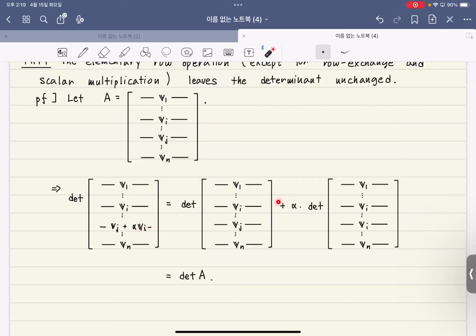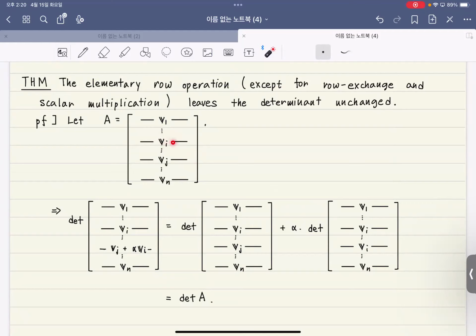However, you have to be careful. If you exchange the order of two rows, then the determinant definitely changes by the sign. And if you multiply any row by some scalar, suppose that you multiply this row by the number 7, then the whole determinant also changes by a factor of 7.